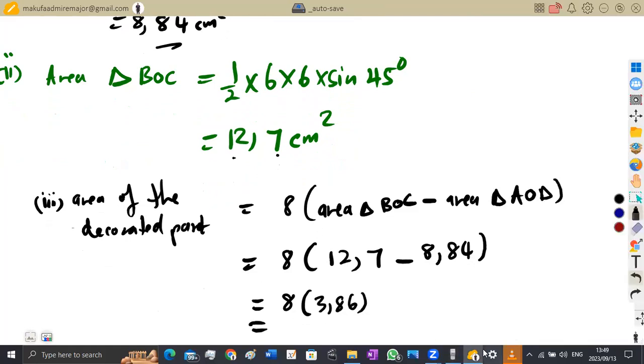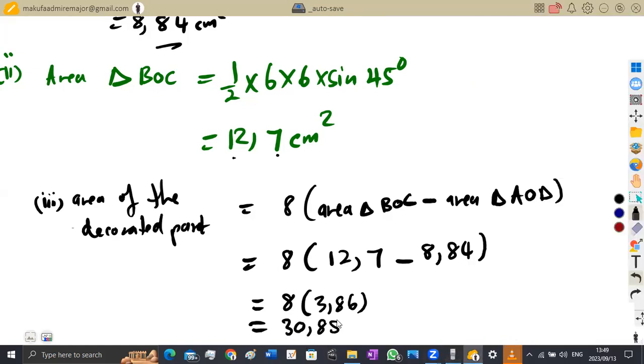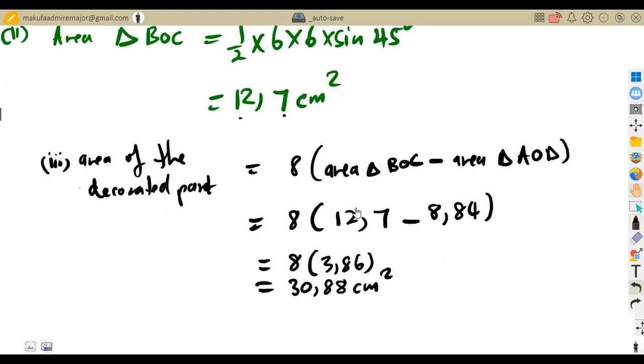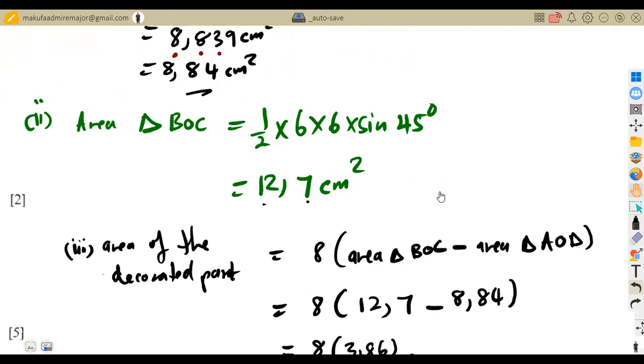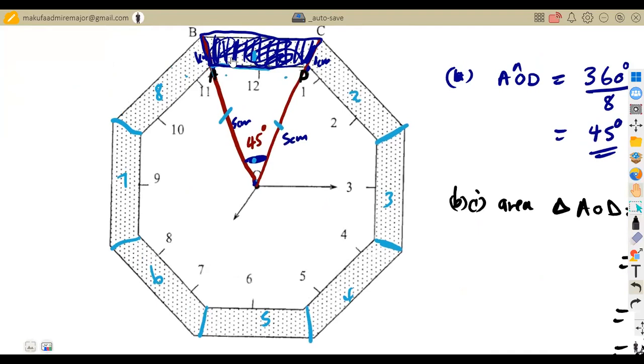Then we multiply by 8, whatever we are getting here, and that is going to give us 30.88. So that's 30.88 in square centimeters. Remember, we are calculating the area, so our area is going to be in square centimeters in this case. That is how we have calculated the whole part that is decorated, by multiplying by 8.